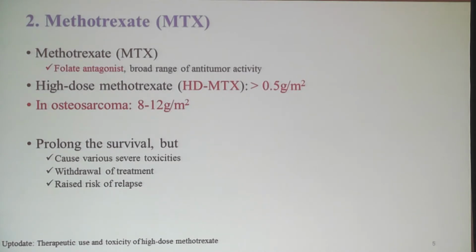Methotrexate is a folate antagonist with a broad range of anti-tumor activity, and generally, high-dose methotrexate is defined as a dose of more than 0.5 gram per square meter. And in osteosarcoma, the dose is usually up to 8 to 12 gram per square meter. The use of HDMTX prolongs survival, but it also results in various severe problems.